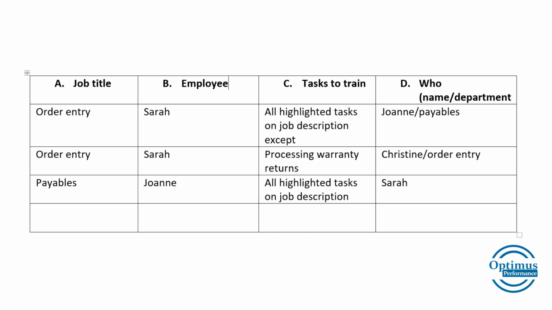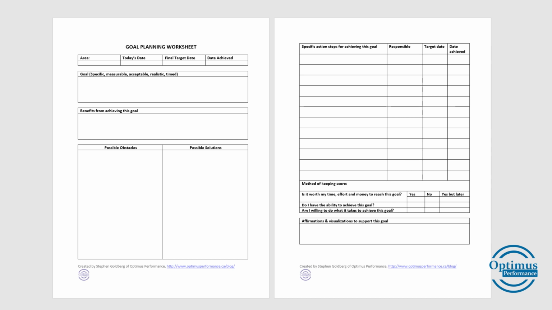And I've also created a form, very simple, it's just 4 columns, where you can list the positions and the tasks that you need people to be trained on. And then, of course, you need to plan and implement that training plan. And I'll talk about that aspect of this in another video. But you could also use my goal planning worksheet to do the planning right now.